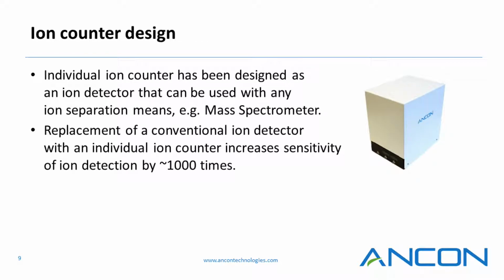For this concept, an individual ion counter has been designed as a detector that can be used with any ion separation means, for example, mass spectrometry. The image shown here is Ancon's nanotechnology molecular tagging, or NMT unit. Replacement of a conventional ion detector with an individual ion counter increases sensitivity of ion detection by around 1,000 times.